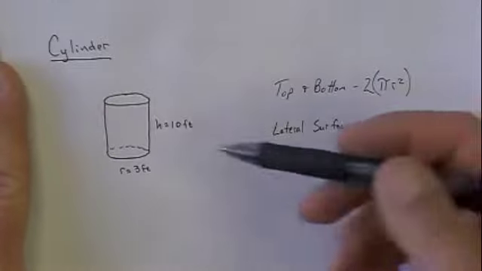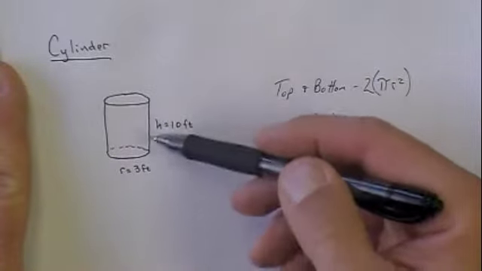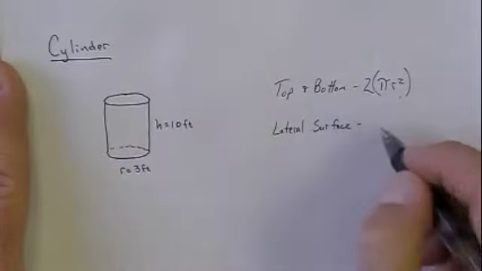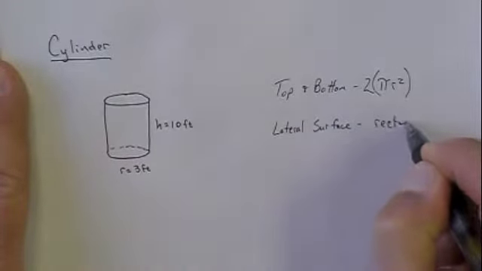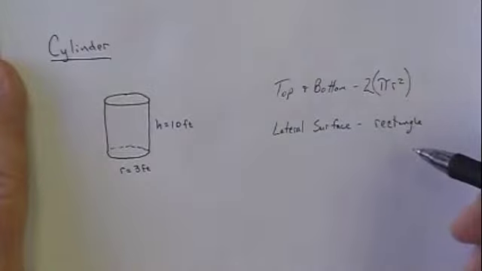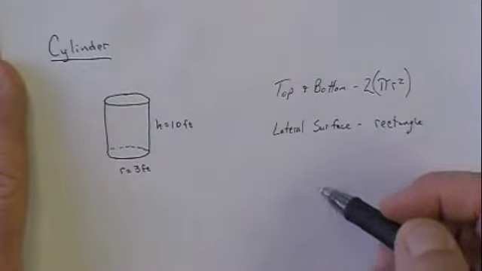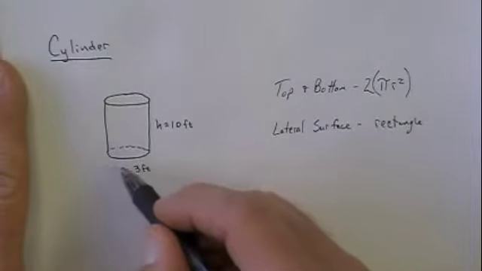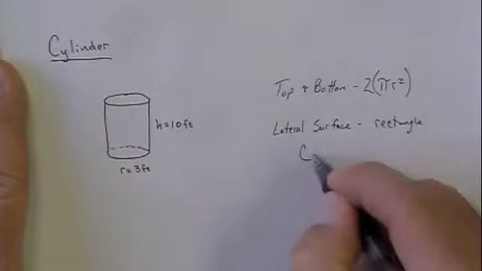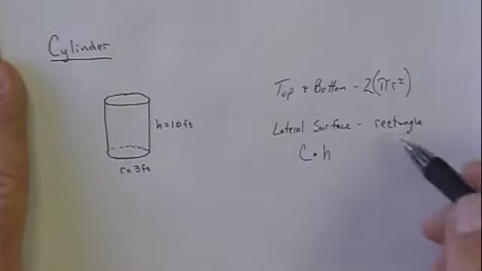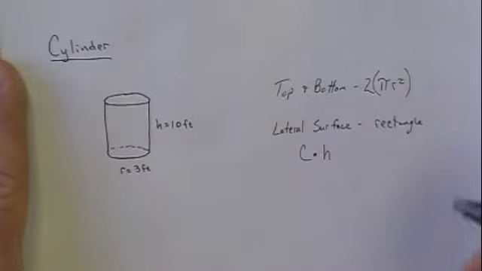Now imagine this is a soup can, and we're talking about peeling off the label of the soup can. You roll that out, what shape does it make? It's going to make a rectangle. Now to find the area of a rectangle, we take base times height. The height of the rectangle is going to be the same as the height of the cylinder. The base of the rectangle is the circumference of our circle. So we're going to take our circumference times our height to find that lateral surface.